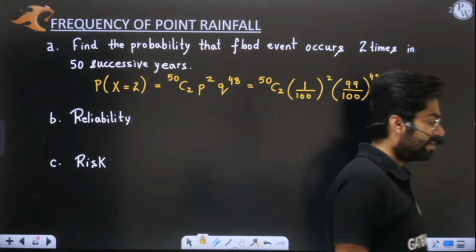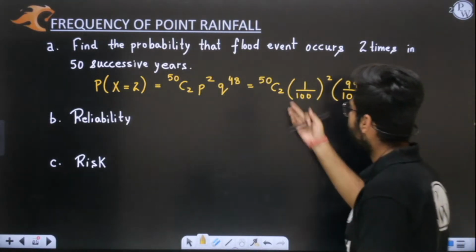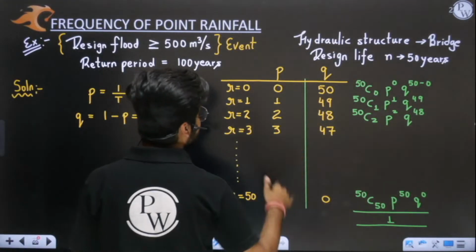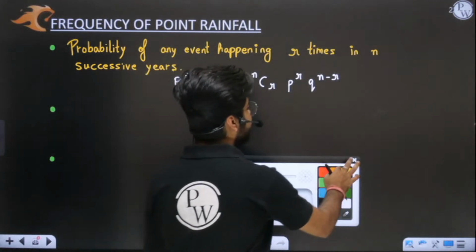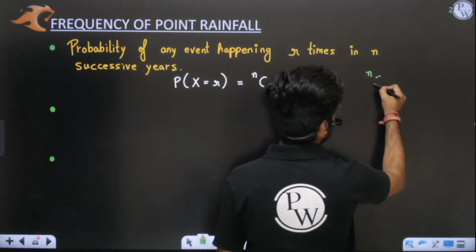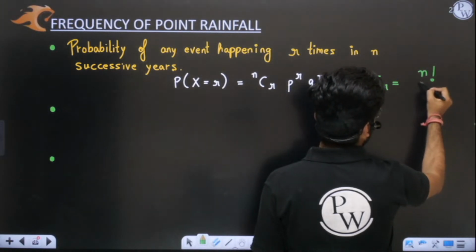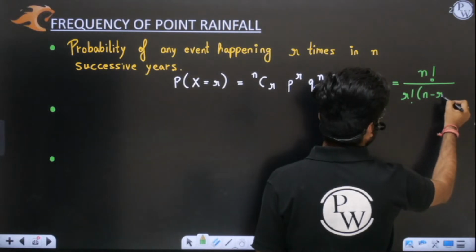50C2 you can simply evaluate in the calculator. Try to evaluate it also. Don't just give the expression, try to solve it also. I hope you all know how the NCR term is evaluated. If you don't know it, let me write it here. NCR is evaluated simply by doing n factorial in the numerator divided by r factorial multiplied by n minus r factorial.